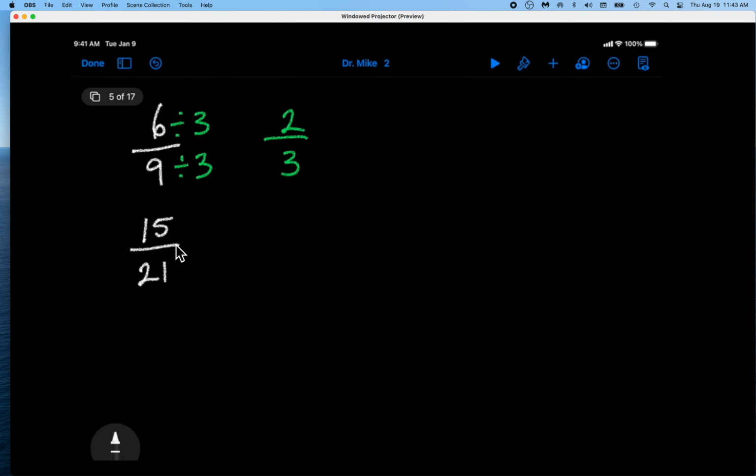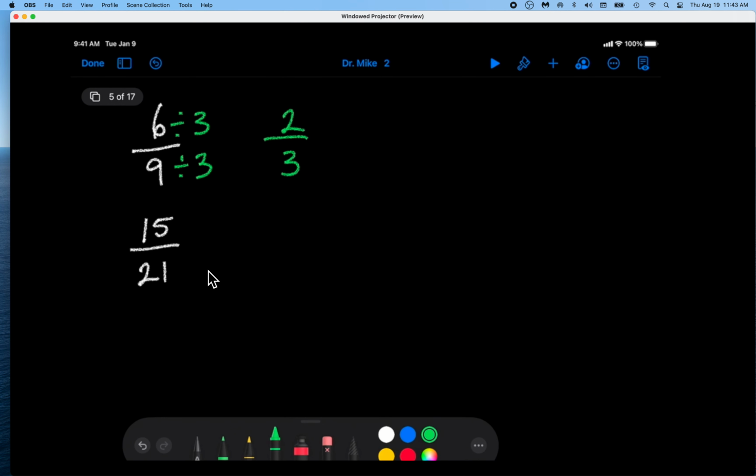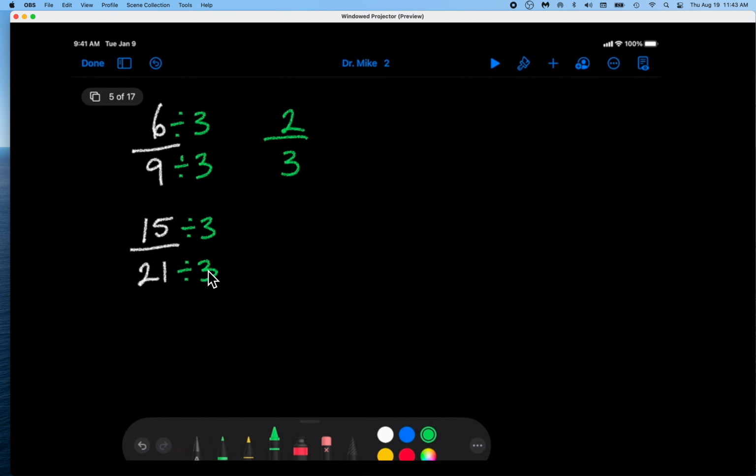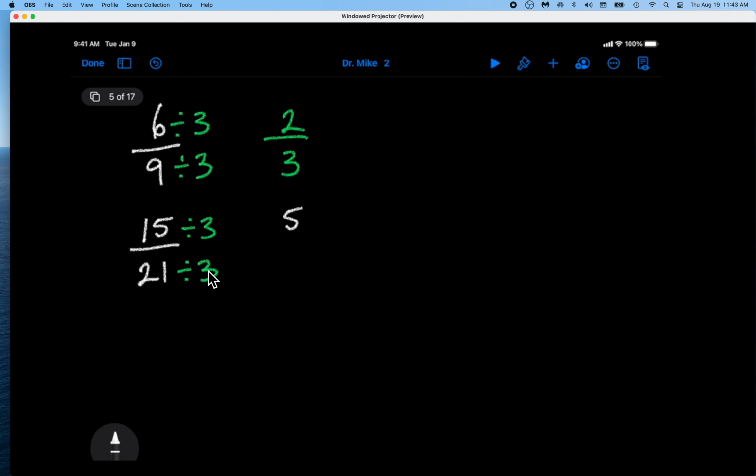Odd numbers. 2 won't work. Let's try 3. This works. 15 divided by 3 is 5. 21 divided by 3 is 7. We have 2 prime numbers. I want to emphasize that 6/9 equals 2/3. They are the same value. 15 over 21 equals 5 over 7. Can't get any smaller. 2 prime numbers. End of the ballgame.